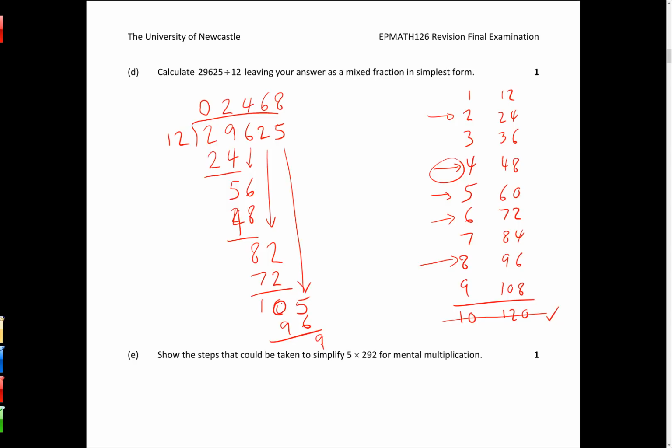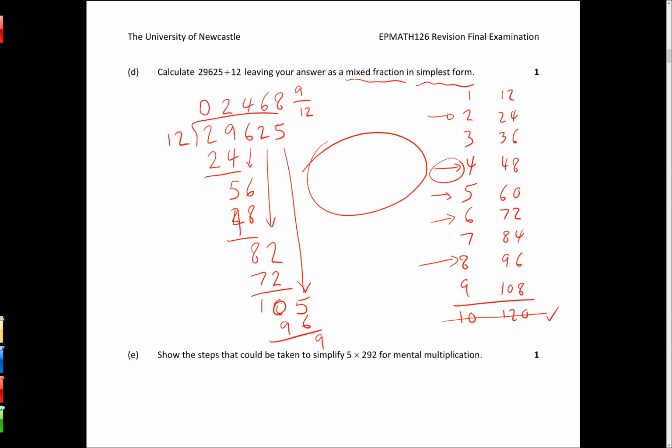Now, initially when we did these, we wrote R9. That's not wrong, but this says leave your answer as a mixed fraction. What's a mixed fraction? It's a whole number part and a fraction part. There's the whole number answer. Here comes the fraction part, 9 over. Now everything here, this whole number's been divided by 12. The remainder should get divided by 12 as well. And then I keep reading and it says R in simplest form.